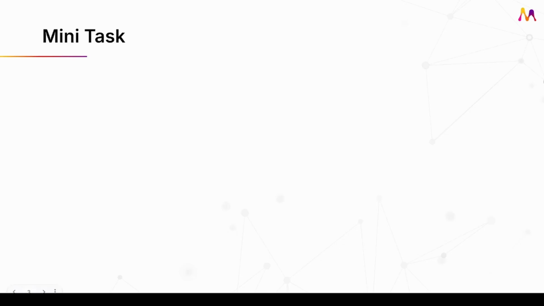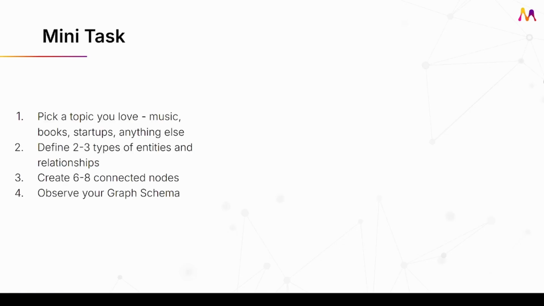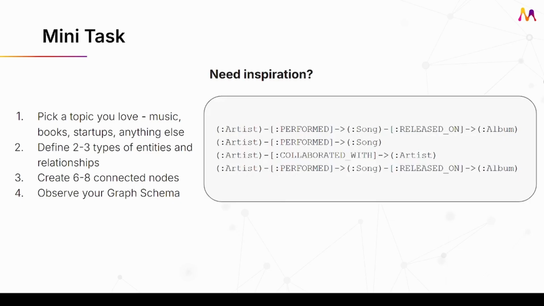And that's it. Now it's your turn. Pick a topic you love, either music, books, startups, or anything else that comes to mind. Define 2 to 3 types of entities and a few relationships and create a connected graph. Then head over to the Graph Schema tab and observe what your graph contains. If you need inspiration, here we prepared a pattern you can follow.